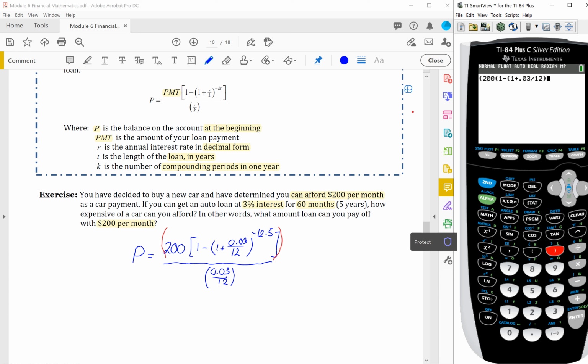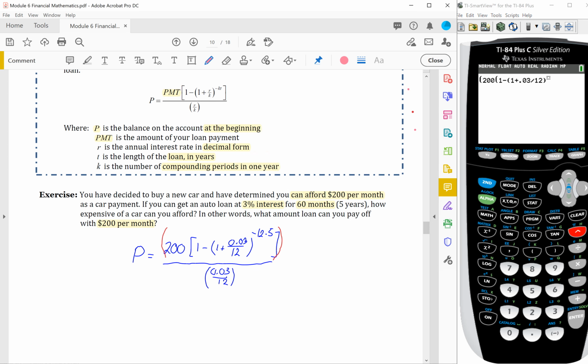Now I need to get the exponent. My calculator uses the caret key. Now, depending on your calculator, you may have to put another set of parentheses around this exponent. I don't have to because my calculator clearly shows that this is an exponent. So I'm just going to write the negative 12 times 5. Now I'll get out of the exponent by pressing over. And I will put a parenthesis to close off the numerator, the top of the fraction, divided by 0.03 divided by 12.